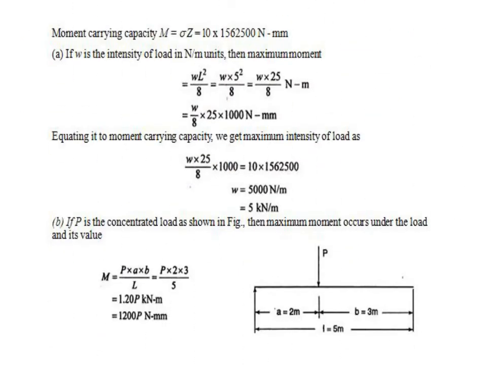After finding the section modulus, then find the moment carrying capacity or moment of resistance, which is equal to stress into section modulus. The stress value we can directly take from the given, 10, into the section modulus value, which we can take from the previous step. Substituting this, we get the moment value as 10 into 1562500 Newton mm.